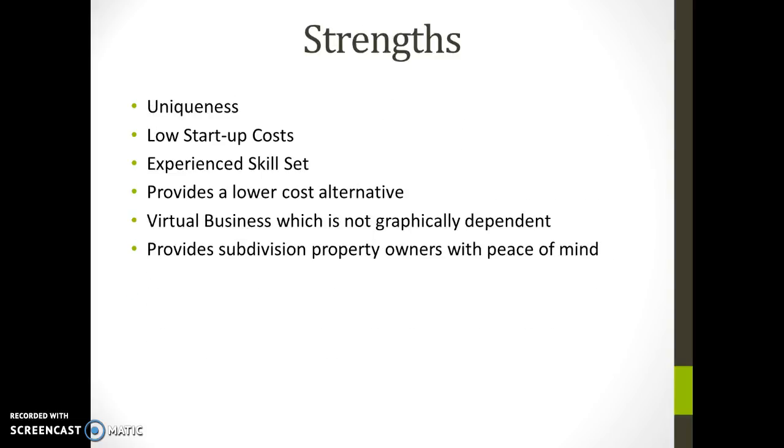So what are the strengths of POA Consulting LLC? It is a unique concept. I haven't really found anybody else offering real estate consulting services in this manner. It would be very low startup cost. It would be a cottage industry.